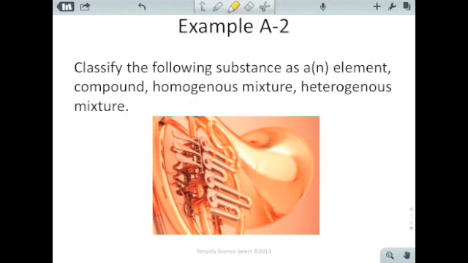All right, example A2. It says classify the following substance as an element, a compound, a homogeneous mixture, or a heterogeneous mixture. When we're looking at this, the one thing that we need to look at is that the substance we're looking at is brass, and brass is made of a bunch of different metals put together. So use that information and see if you can answer that question.